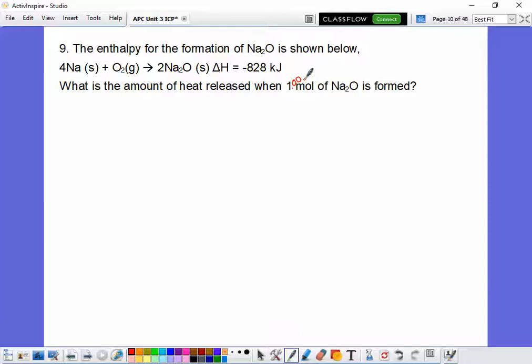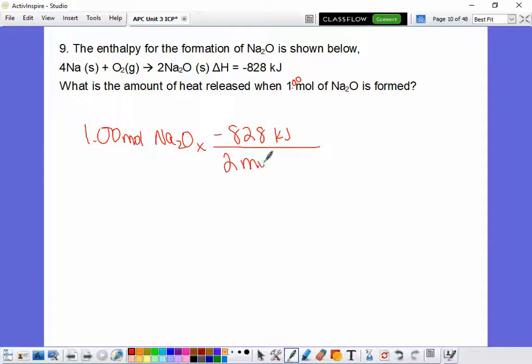Okay, so last problem, our first step was to convert from grams to moles. I'm already in moles, so I'm just doing moles to kilojoules, right? So 1.00 moles of Na2O. Now I'm going to put in my delta H value. Well, what goes on the bottom? 2 moles of Na2O. Where did you get the 2 from? The coefficient. Because this value was for this entire equation as balanced. Okay? Just be aware that sometimes it's not a 1 on the bottom.